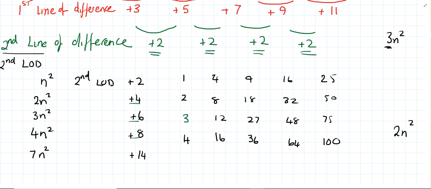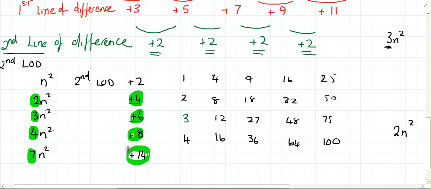So we found that if it's 2n, the second difference is plus 4. 3n, the second difference is plus 6. 4n, the difference is plus 8. 7n, we're predicting plus 40, and you're right, okay? And the rule is, with a quadratic, if you find the second line of difference, you half that number, you know how many n squared you've got. Make sense? Okay, so that's the first stage done.